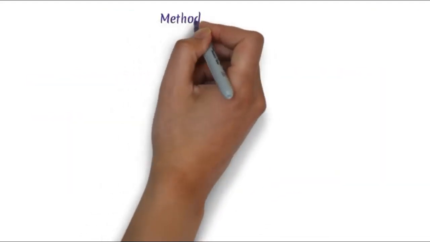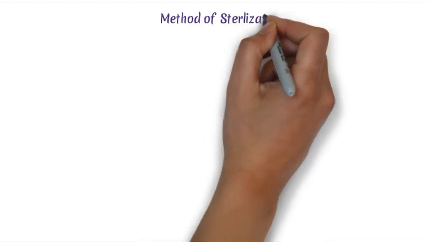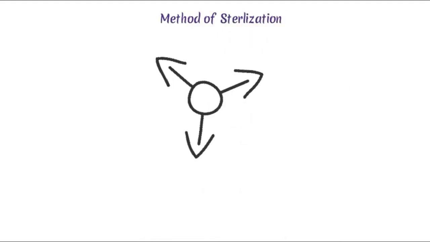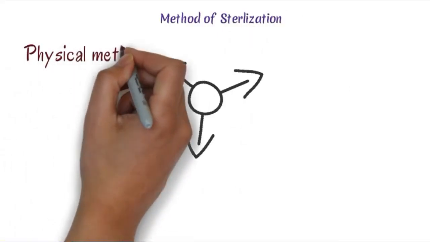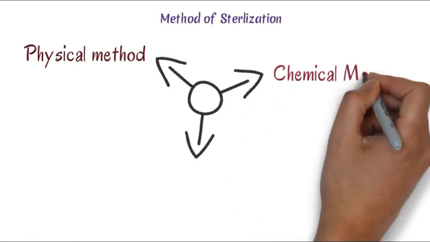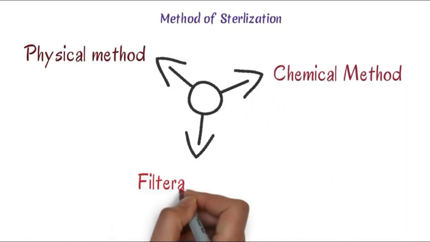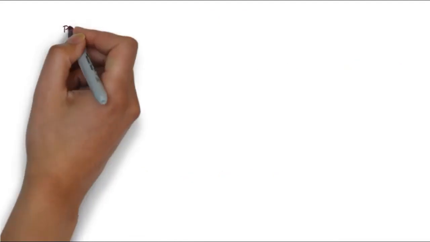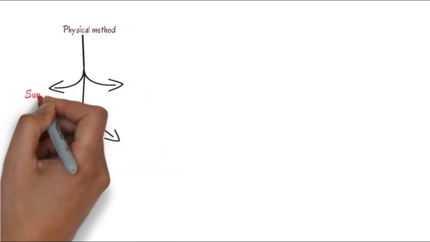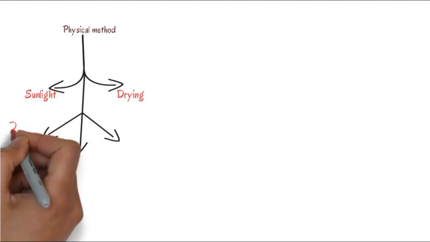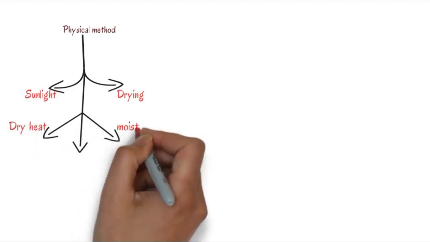Now, what are the different methods for sterilization? We have a physical method, we have a chemical method, and another is the filtration method, also called the mechanical method. In the physical method, please note down this flow chart so that you remember all of this. We have sunlight, drying, dry heat and moist heat. Most important in the physical method.